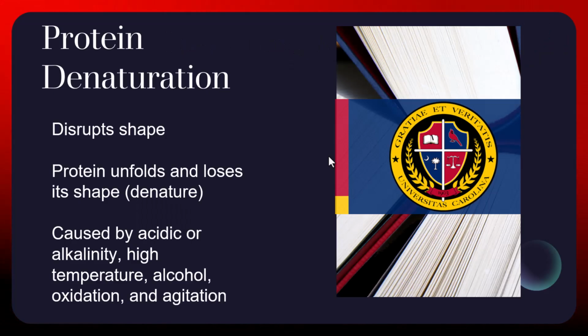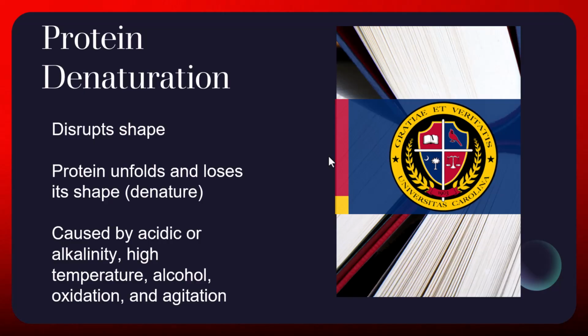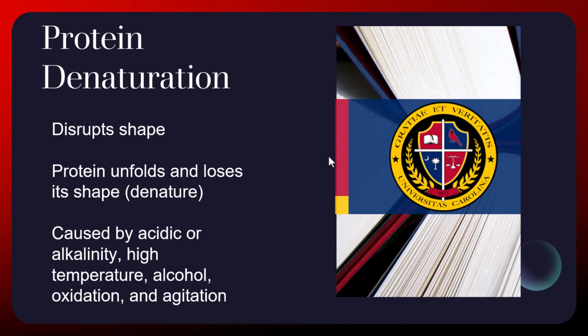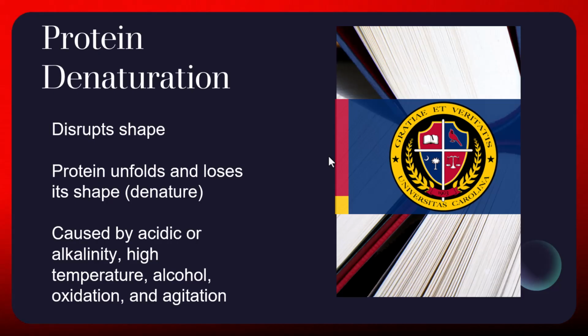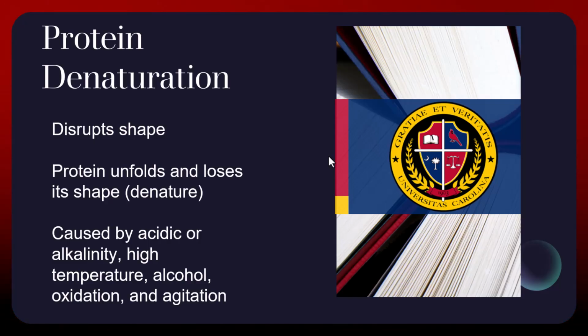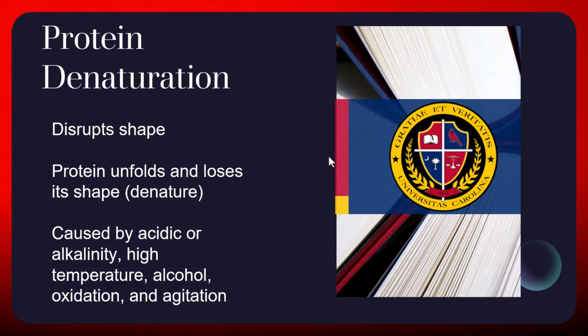So this disrupts the shape; the protein unfolds and loses that shape, and it can be caused by a variety of things. We mentioned cooking, which involves high heat, but acidic environments, alkalinity, high temperature, alcohol, oxidation, and agitation are other common reasons a protein might denature.